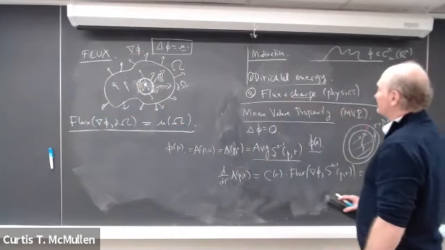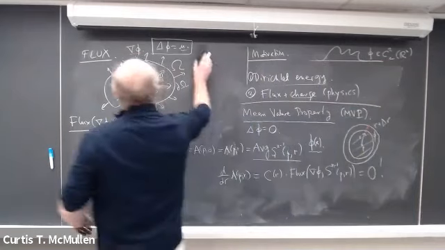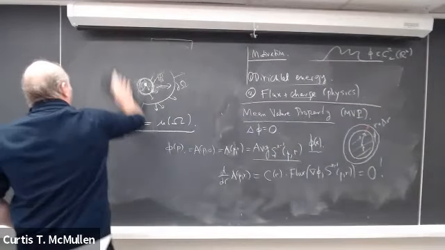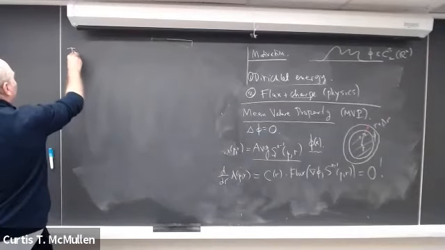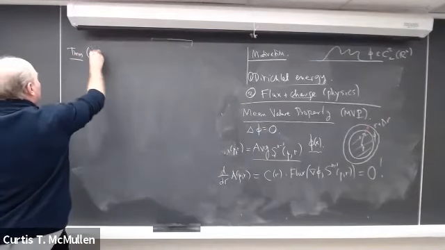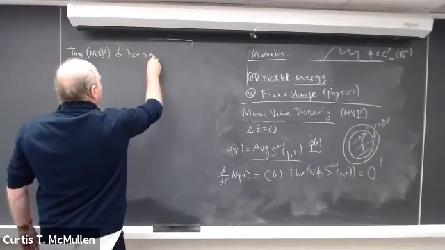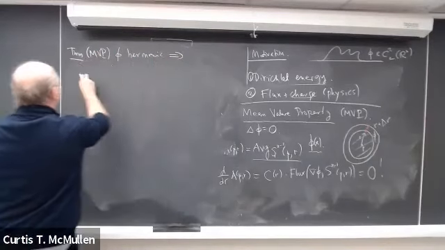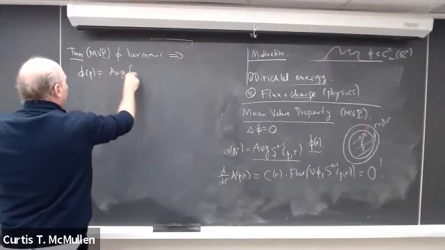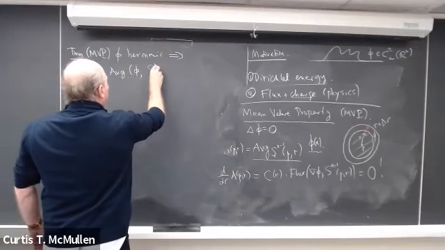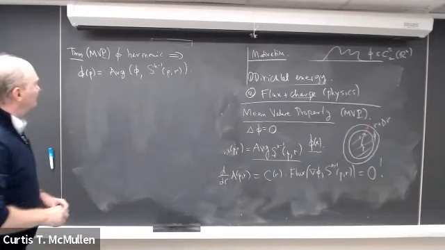So let me write that down somewhere where it won't disappear. So it's closely related to this flux property. Theorem. If phi is harmonic, this implies phi of p is equal to the average of phi over the sphere centered at p of any fixed radius r.